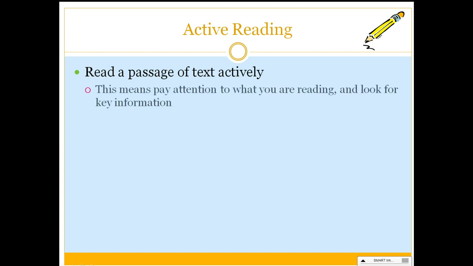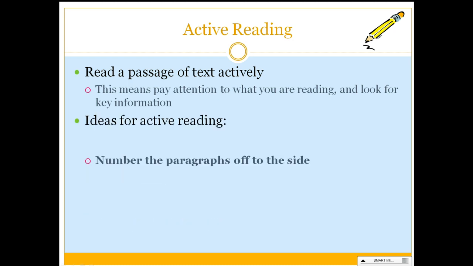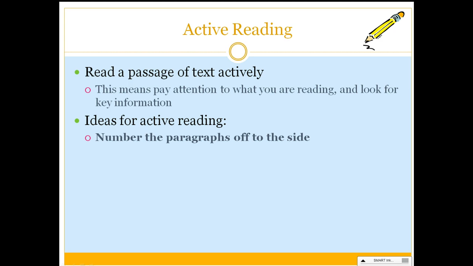You need to be an active reader. So this means paying attention to what you're reading and looking for key information. So some things you can do to make sure you're actively reading. First, you should number the paragraphs off to the side so that if you're doing an Oaks test or something and it specifically asks you to go back to paragraph 2, you've already numbered it, you're ready to go. Another idea, highlight as you read. That's going to force you to be paying attention.